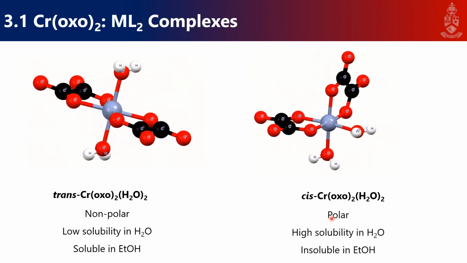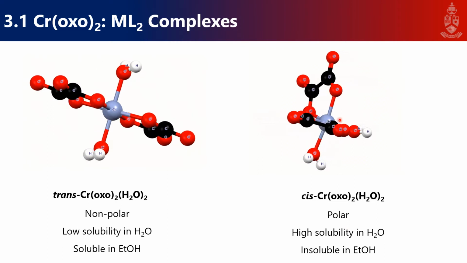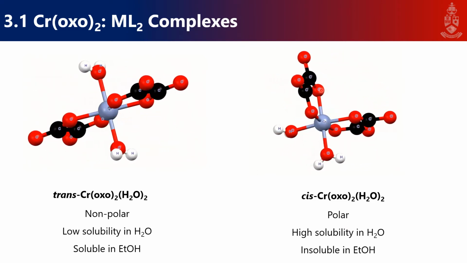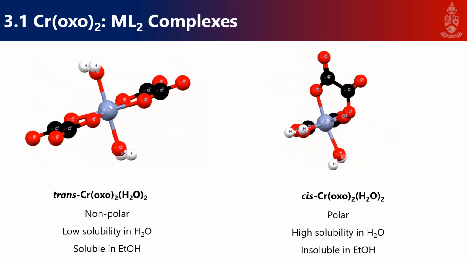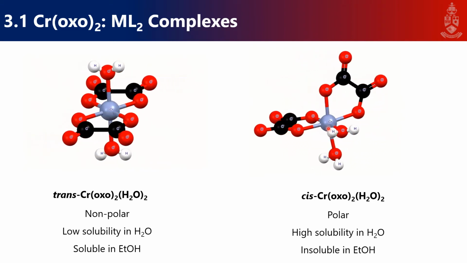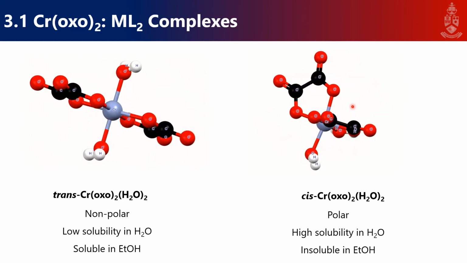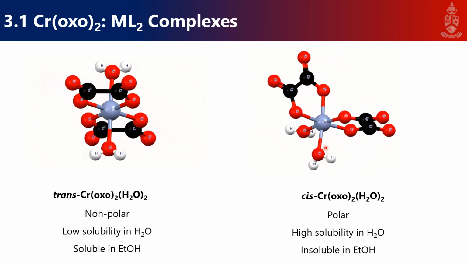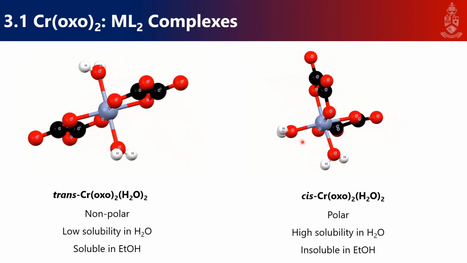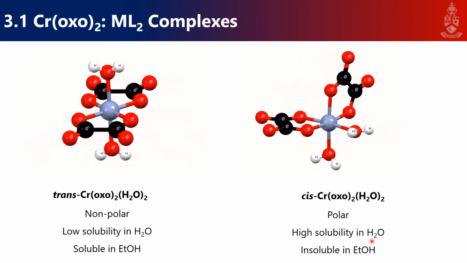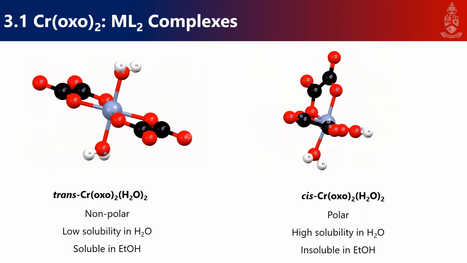In contrast, the cis isomer is polar because there's a difference in dipole moment. We have a water molecule here. We have an oxalato oxygen there. There's definitely a dipole moment in that direction, dipole moment in that direction. So it means the molecule has a net dipole moment in some direction. You can draw these for yourself and figure out exactly where it is. Because it's polar, it means it's highly soluble in water and it's insoluble in ethanol.